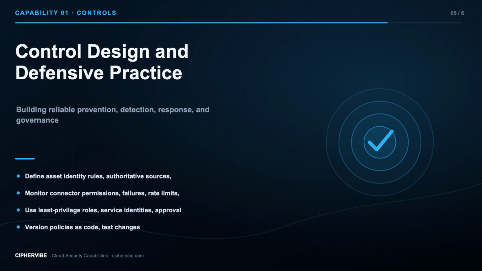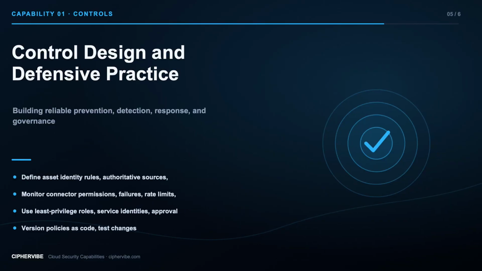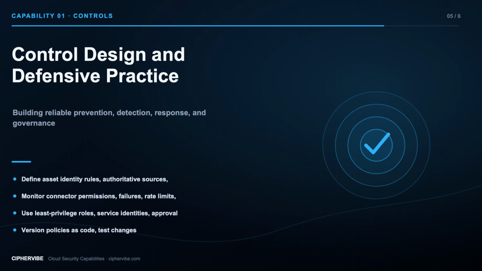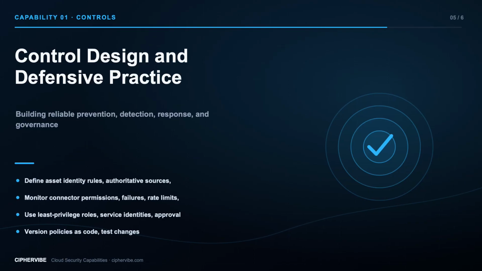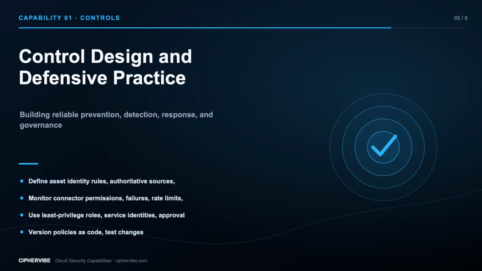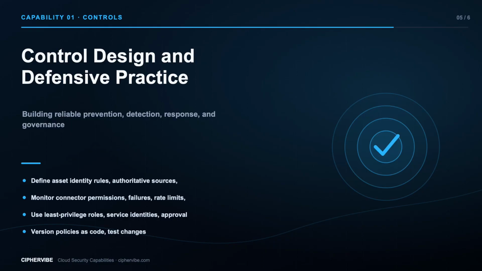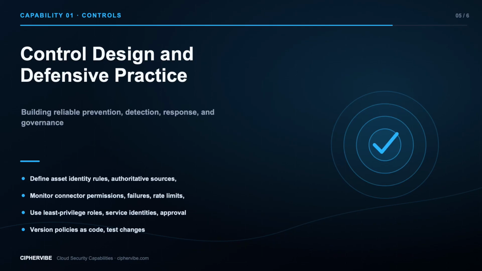A dependable platform foundation program uses defense in depth. No single scanner, policy, gateway, or agent should be expected to carry the entire outcome. First, define asset identity rules, authoritative sources, schema ownership, and reconciliation testing. Second, monitor connector permissions, failures, rate limits, ingestion lag, and last success timestamps.